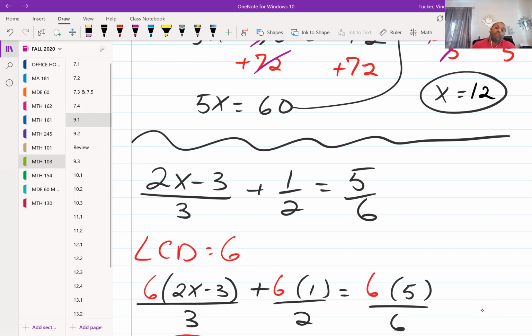All right, so here we have 2x minus 3 over 3 plus 1 over 2 equal to 5 over 6. And our LCD, remember we were looking at 3, 2, and 6. Smallest number that 3, 2, and 6 can divide into evenly is the number 6, because 6 can divide into itself as well. So we take that LCD and multiply it to each numerator.